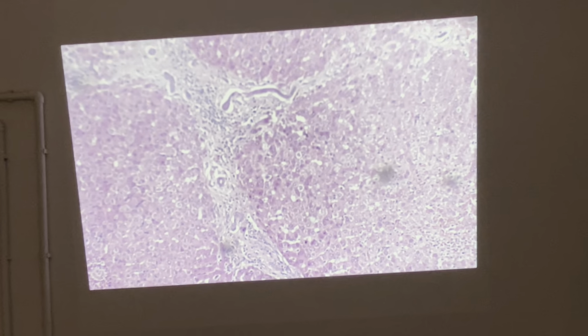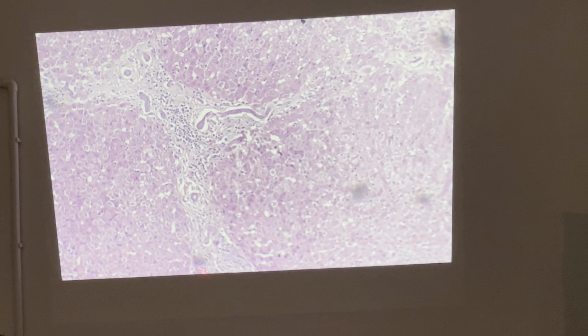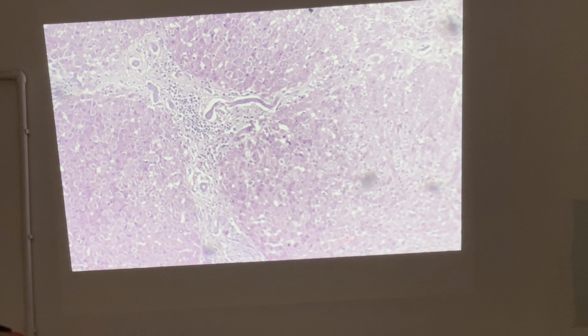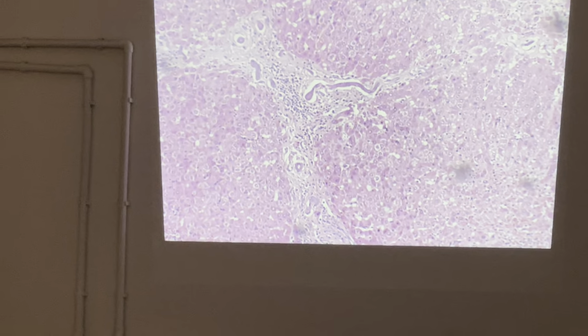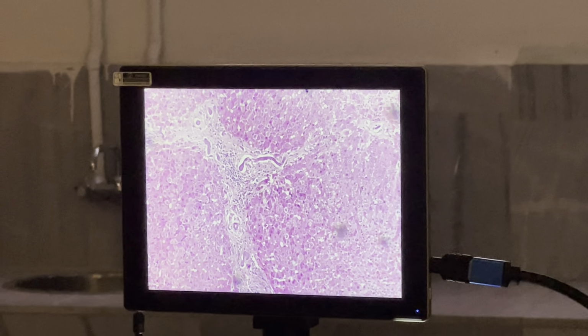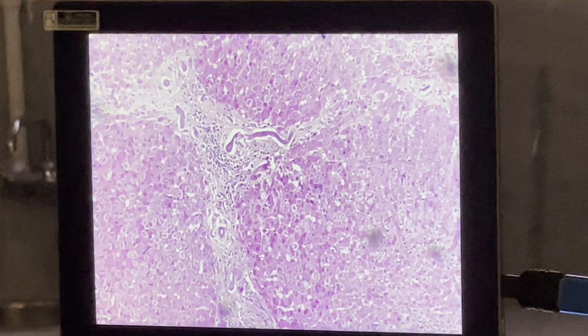In this section, there is only what? We have a fibrosis and inflammatory cell inside the portal area, inside what? The liver parenchyma. So chronic cholangiohepatitis, or chronic hepatocholangitis, as you like. Chronic cholangiohepatitis.